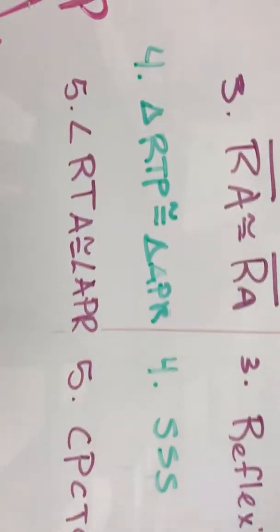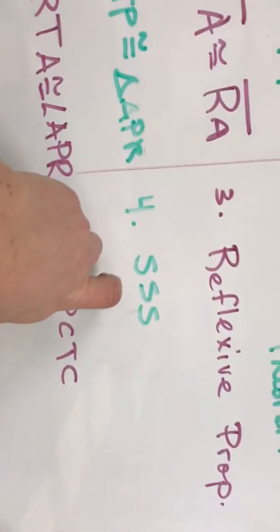Number 4, now that I know I have all 3 sides marked, I can say that the two triangles are congruent. So triangle RTP is congruent to triangle APR because of the side-side-side congruence.